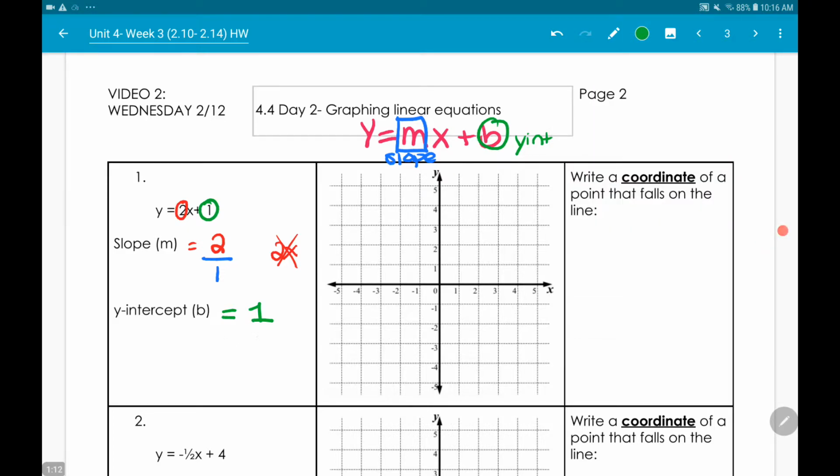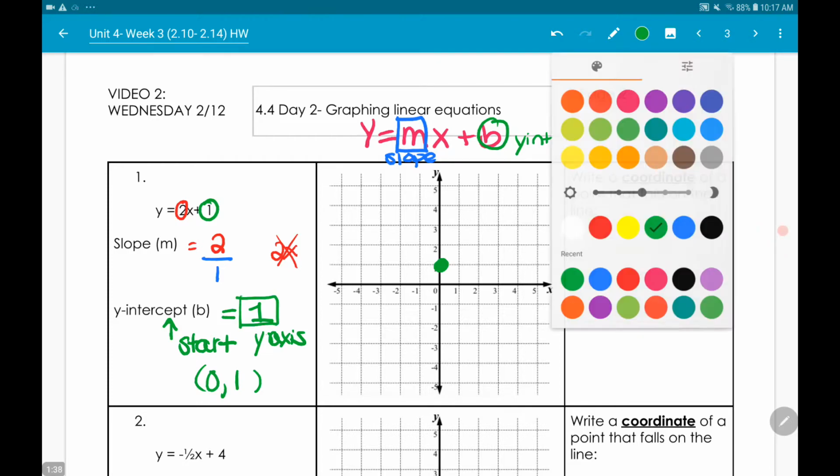So this is my y-intercept. This is where I start. Remember our y-intercept is on the y-axis. So I find 1 on my y-axis and I plot a point. That is my y-intercept. If I were to write this as a coordinate from last week, we remember that x is 0, y is 1. That's my y-intercept. So that's what I plot first.